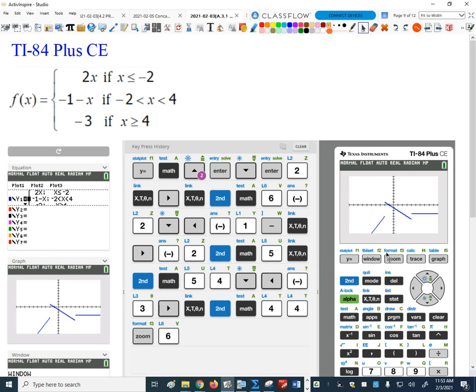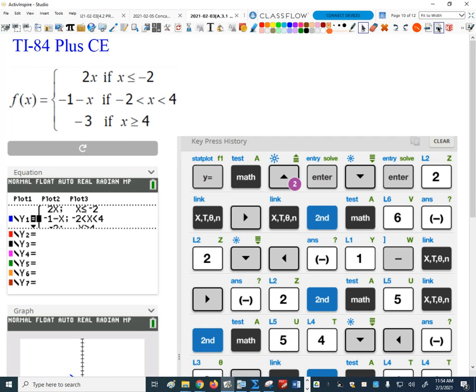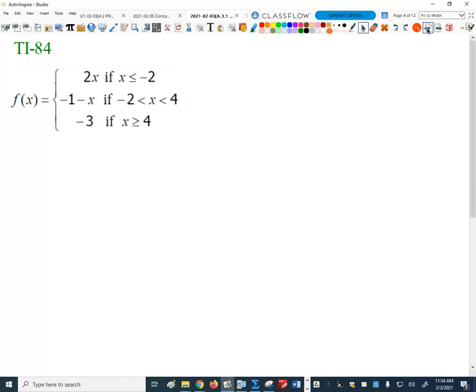Here's a screenshot of what the graph looks like, what the y equals menu looks like, and more importantly, here's a key press history, right? So if you want to do what I did, starting from the home screen, this tells you exactly what buttons to push, and that 2 means you just push it twice. You push the up arrow twice there, but that's exactly the history of the buttons that I pushed right there. Okay, what about on the other calculators?